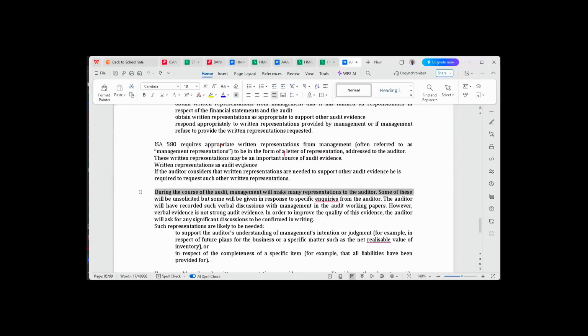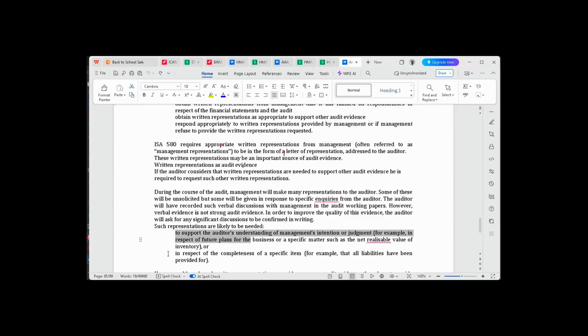Number one, when you want to support the auditor's understanding of management's intention or judgment, for instance, in respect of future plans of the business, or a specific matter such as net realizable value of inventory. I give an instance. In this stock count, you had a variance there. They gave you the explanation. So as an auditor, you have a better understanding of why the variances occurred in the first place.